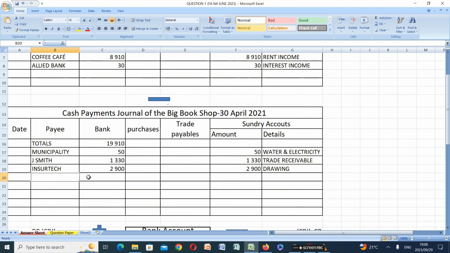So this is bank charges, paid to Allied Bank. Name of payee, who are we paying? We're paying Allied Bank 570. The amount on sundry is 570, and the bank details is bank. The account that's going to be affected is bank charges. And then we move on.